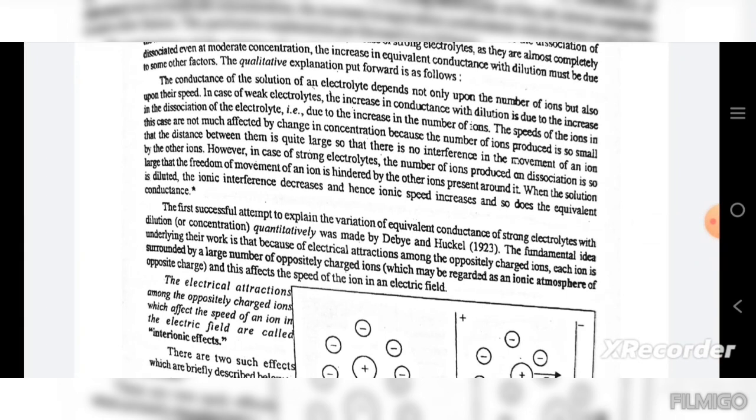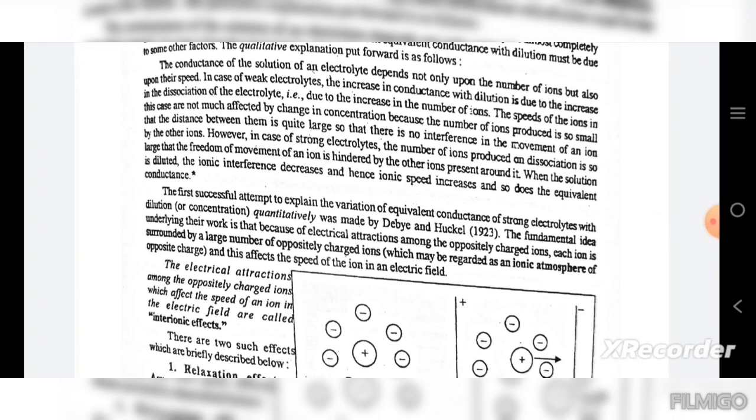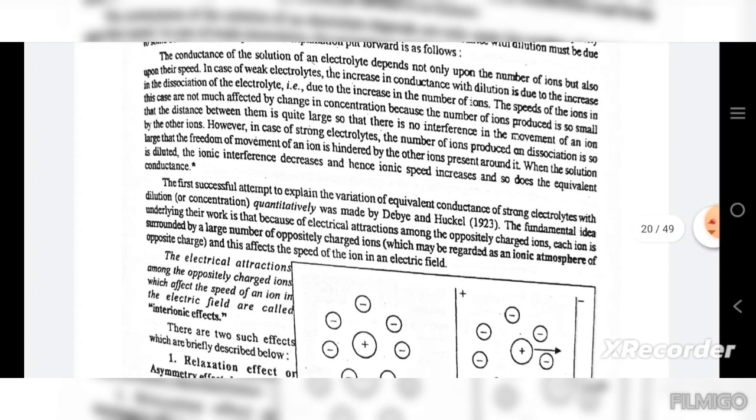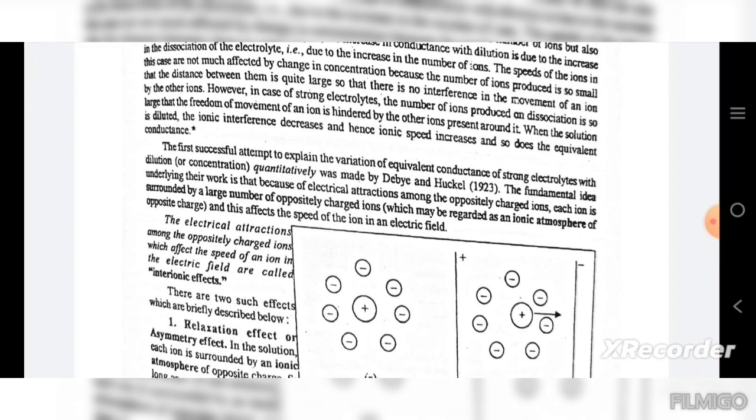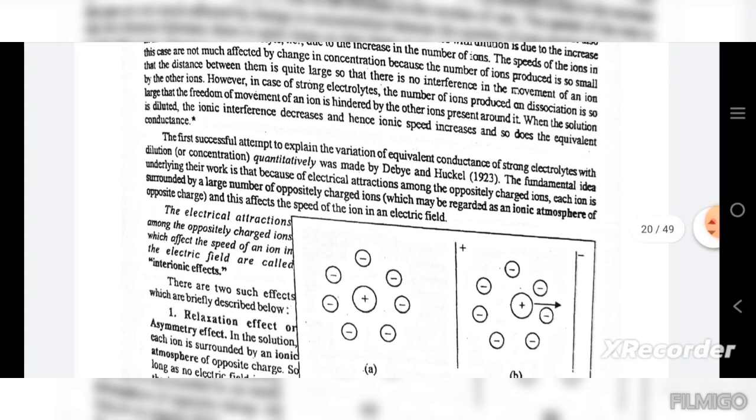The conductance of the solution of an electrolyte depends not only upon the number of ions but also upon their speed. In case of weak electrolytes, the increase in conductance with dilution is due to the increase in the dissociation of the electrolyte. Due to the increase in the number of ions, the speeds of the ions in their case are not much affected by change in concentration because the number of ions produced is so small that the distance between them is quite large, so that there is no interference in the movement of an ion by the other ions.